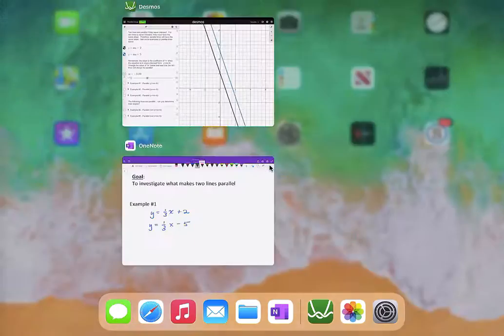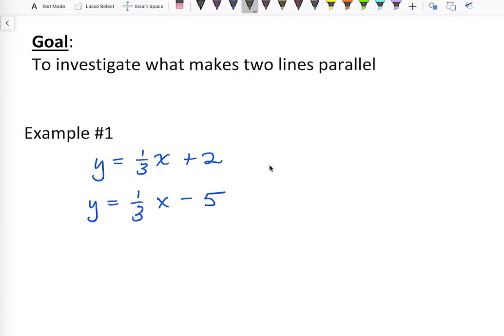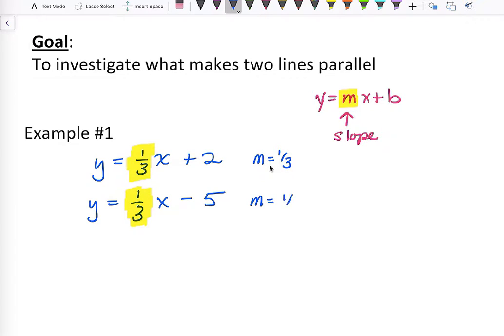Both of these equations in example 1 are in slope-intercept form, which is y equals mx plus b, and the coefficient of the x value is the slope. So what we want to do is identify the slope in each of our equations. These are both in slope-intercept form, so for our first equation, our slope is 1/3, and for our second equation, our slope is 1/3, so these lines are parallel because they have the same slopes.